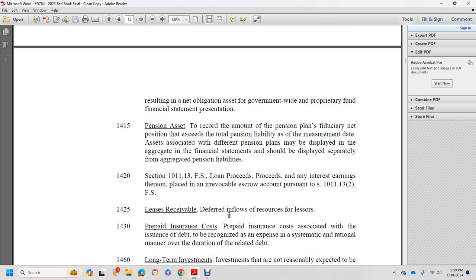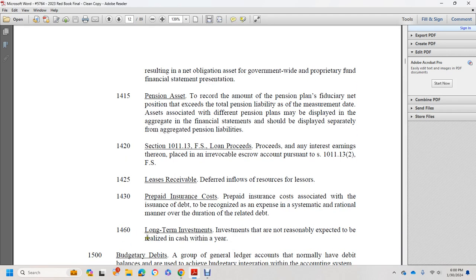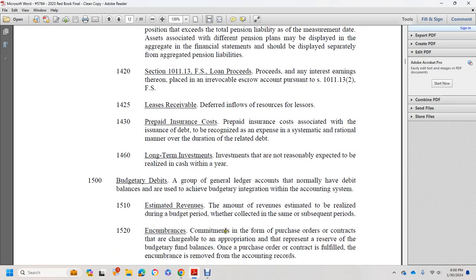1425. Lease receivable: deferred inflow of resources of the lessors. 1430. Prepaid insurance cost: the prepaid insurance cost associated with insurance issuance with the debt, recognized as an expense in a systematic, rational manner over the duration of the related debt. 1460. Long-term investment: an investment that is not reasonably expected to be realized in cash within a year.